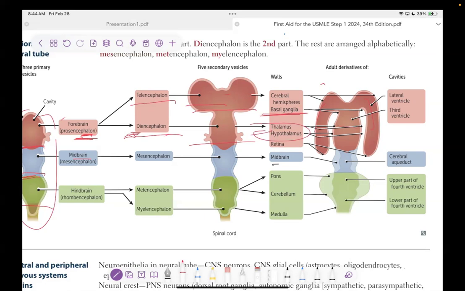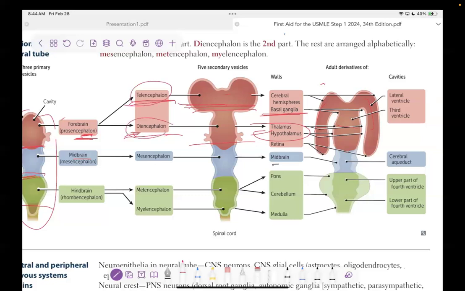So the only thing you need to remember is this one: telencephalon for the cerebral hemisphere, because whenever we are watching television, we are watching with our eyes, and we are listening or hearing with our ears, right? So telencephalon, just remember the two cerebral hemispheres that cover all our eyes and ears and everything. This is just a mnemonic to remember.